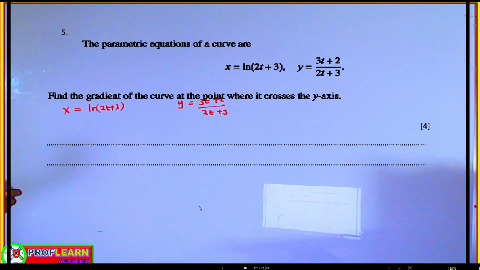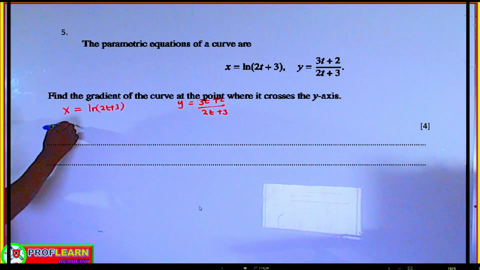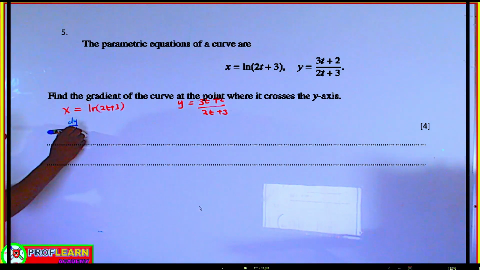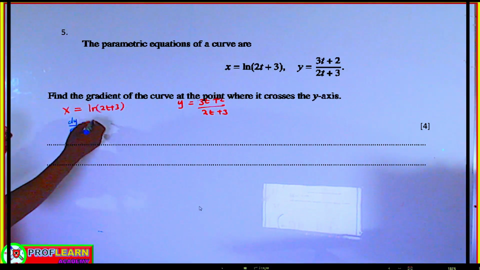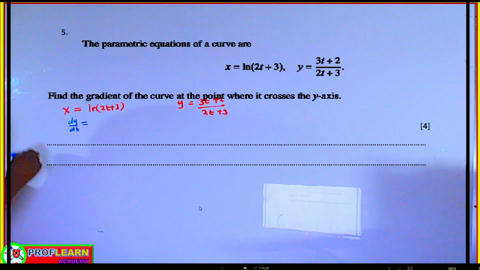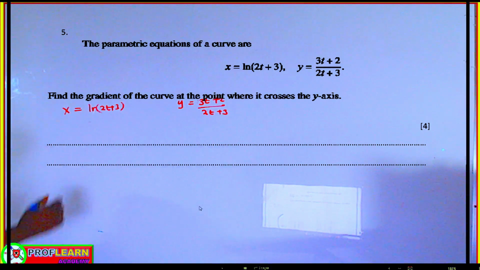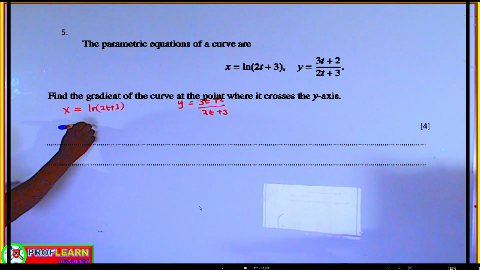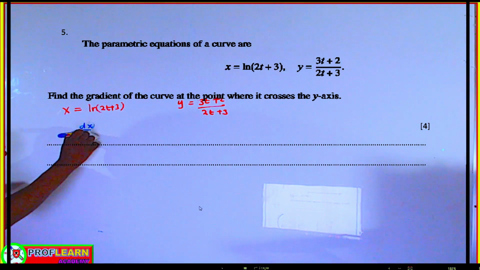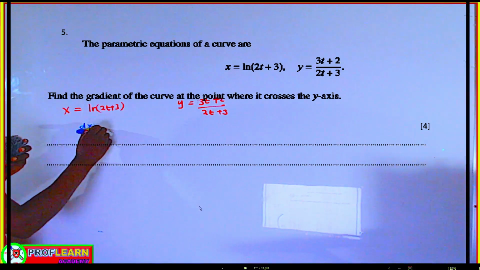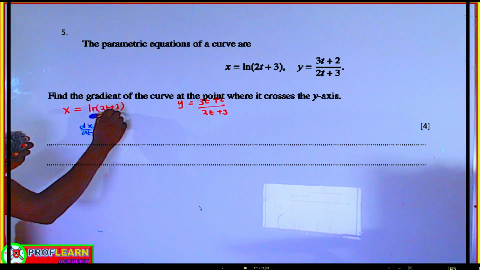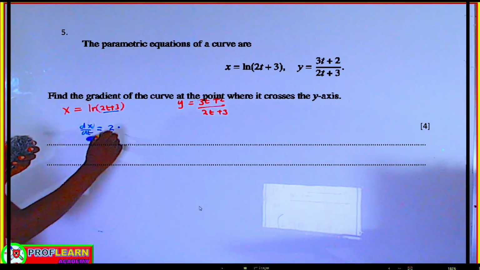In order to differentiate this, we are going to say this is dy dt. Whenever you differentiate ln of x, you get 1 over x. But now you see we are having two functions, so at this point we can use u substitution. So in that case dx dt is going to be equal to, differentiating this part, we are going to get 2 times.